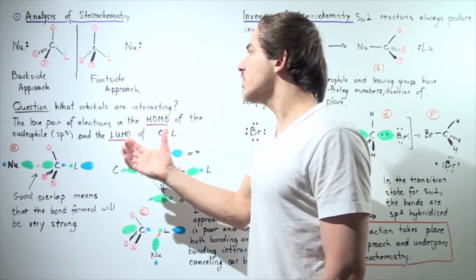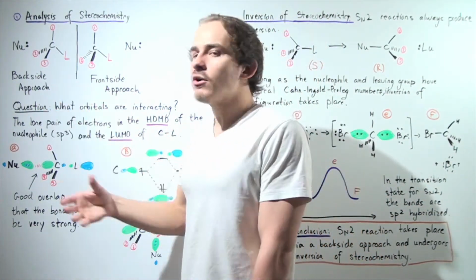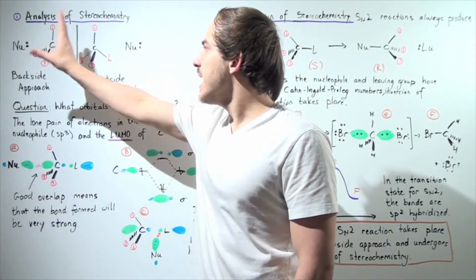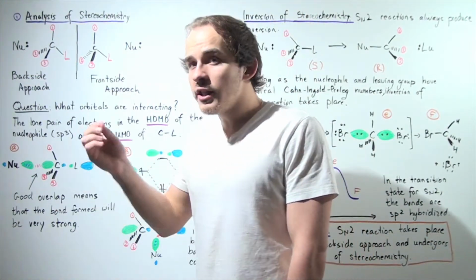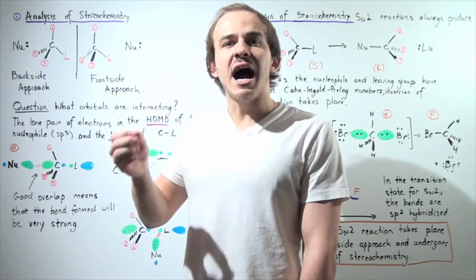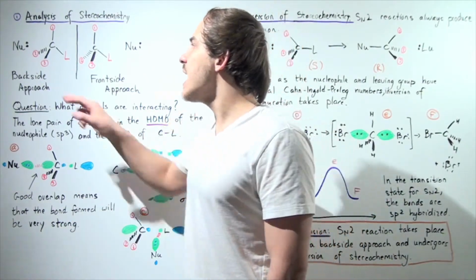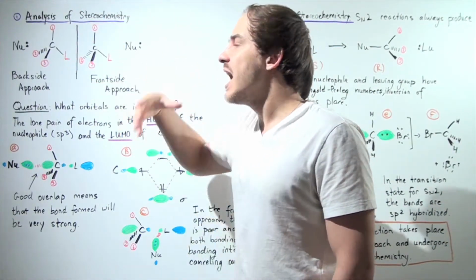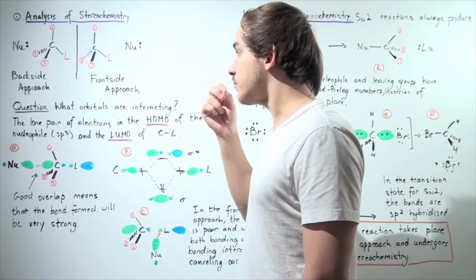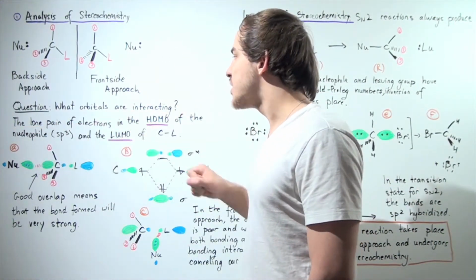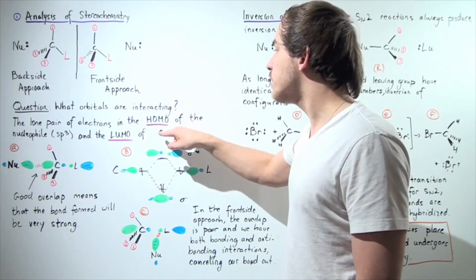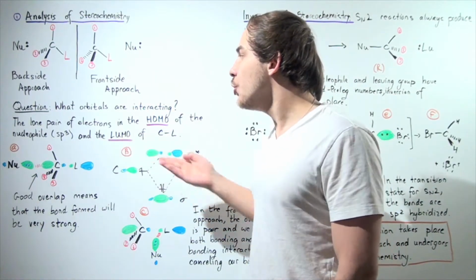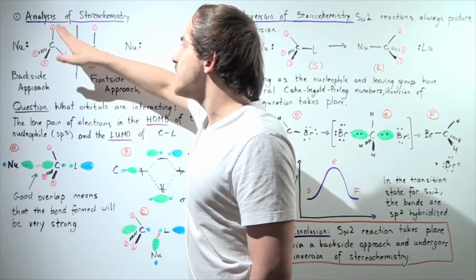Now, before we answer this question, let's look at the following question. What orbitals are interacting? In other words, let's find our highest occupied molecular orbital and our lowest unoccupied molecular orbital in this picture here. Earlier I said that the HOMO, the highest occupied molecular orbital, is found on our nucleophile. Our pair of electrons is found in the non-bonding highest occupied molecular orbital. So the lone pair of electrons in the HOMO of the nucleophile, let's assume it's sp3 hybridized. And the LUMO must be somewhere on this atom here.